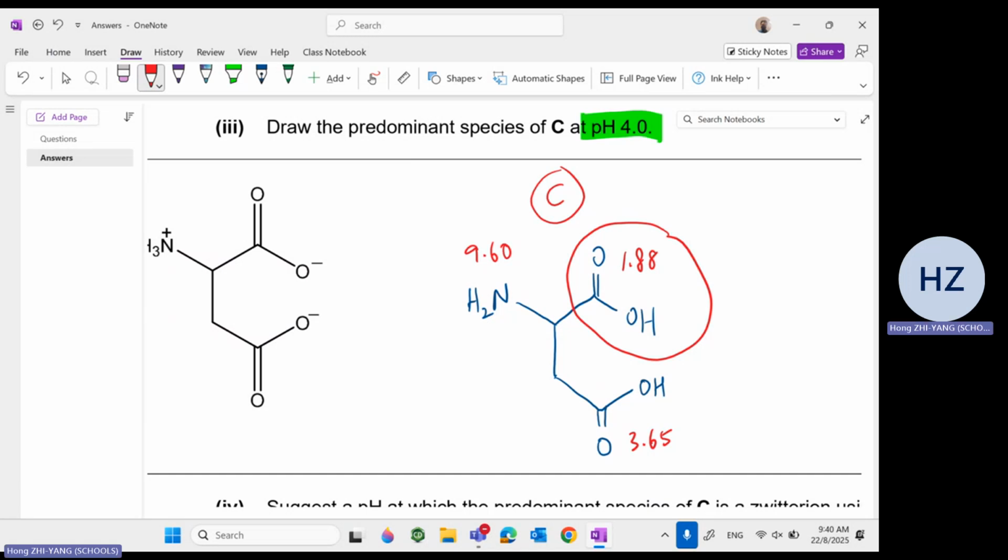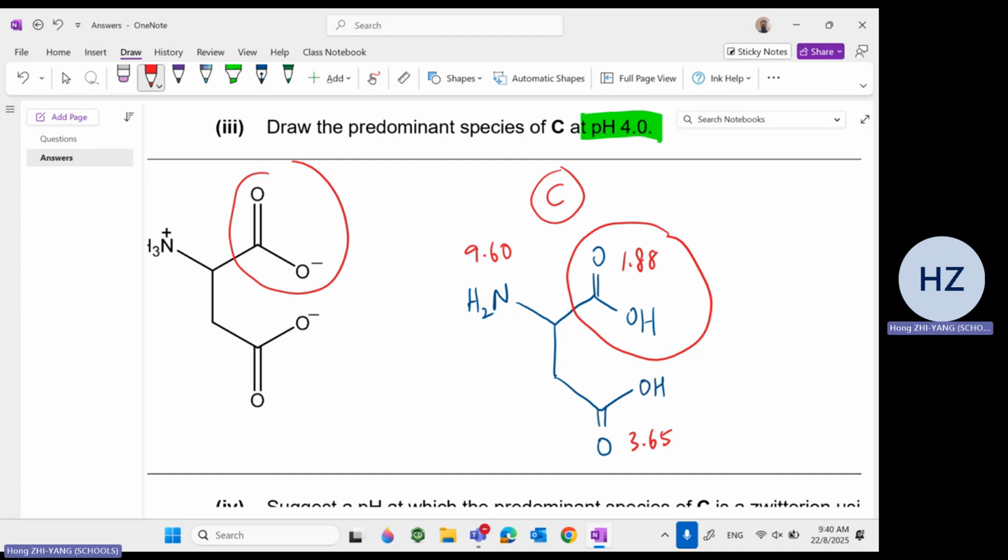It will contribute the H+ out to the surroundings, right? Because the surrounding is now lacking in H+. So hence, you will deprotonate it and turn it into COO-. Okay, so basically, if the pK value is lower than the pH of the surrounding, then it will deprotonate.